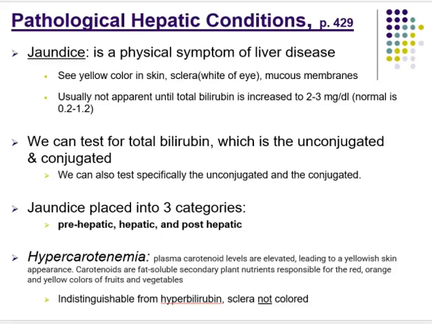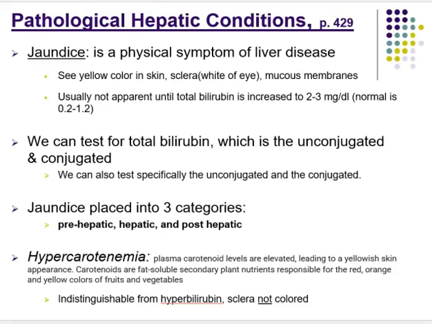The normal range for total bilirubin is 0.2 to 1.2. We can test for the total bilirubin, which is the unconjugated and the conjugated, but we can also specifically test for the unconjugated and conjugated. We place jaundice into 3 different categories: prehepatic, hepatic, and posthepatic, and we'll talk about each of those categories in the coming slides. But first, let's talk about another condition that can cause yellow skin: hypercarotenemia, which is a condition where plasma carotenoid levels are elevated.